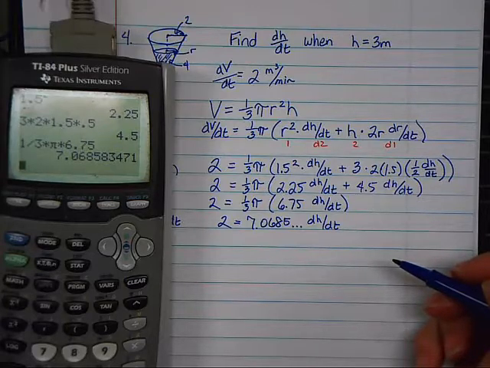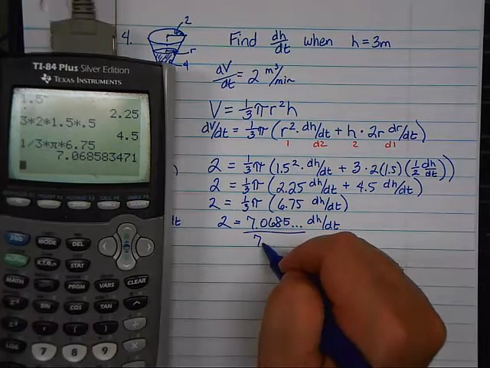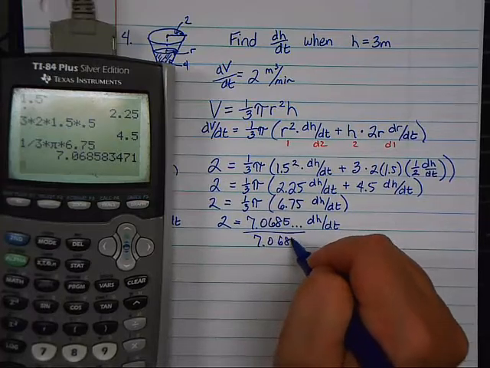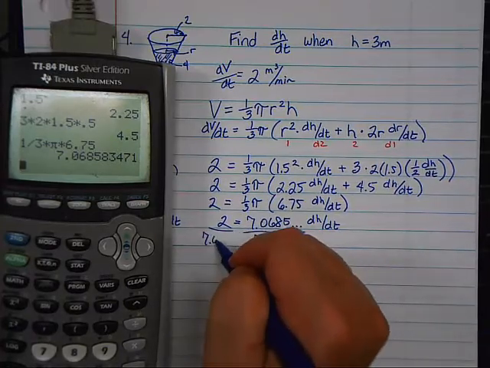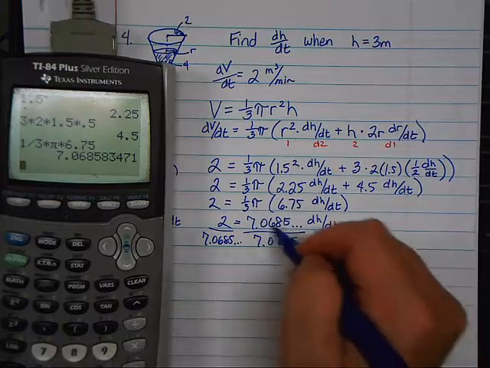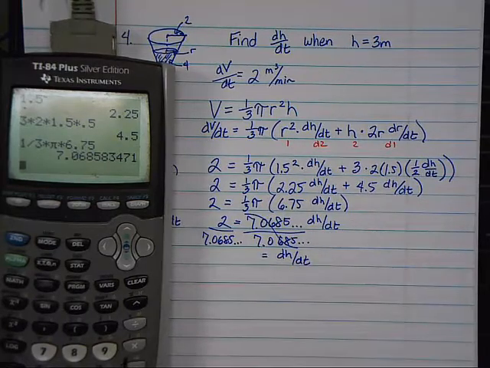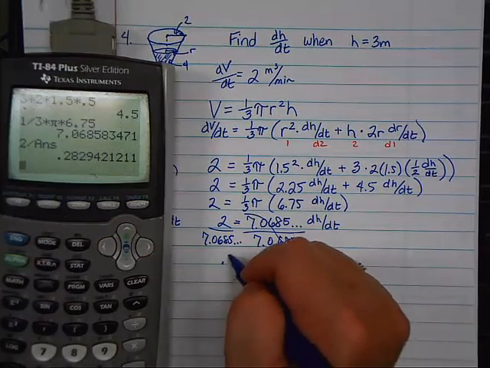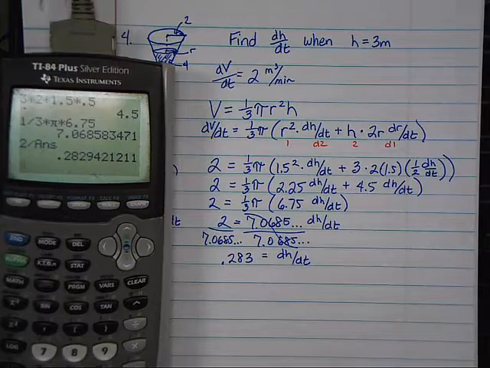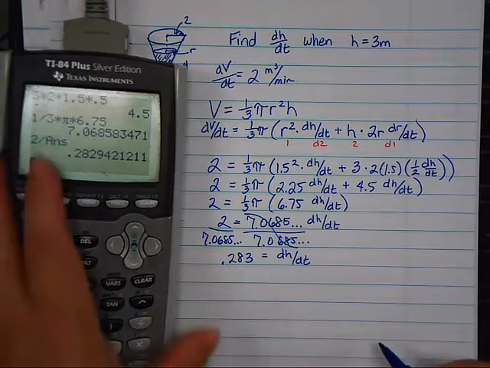Now what? Divide by the 7. No, no, no. 2 divided by the second answer equals 0.283. That should be what's on the paper. Is that what it is? Okay.